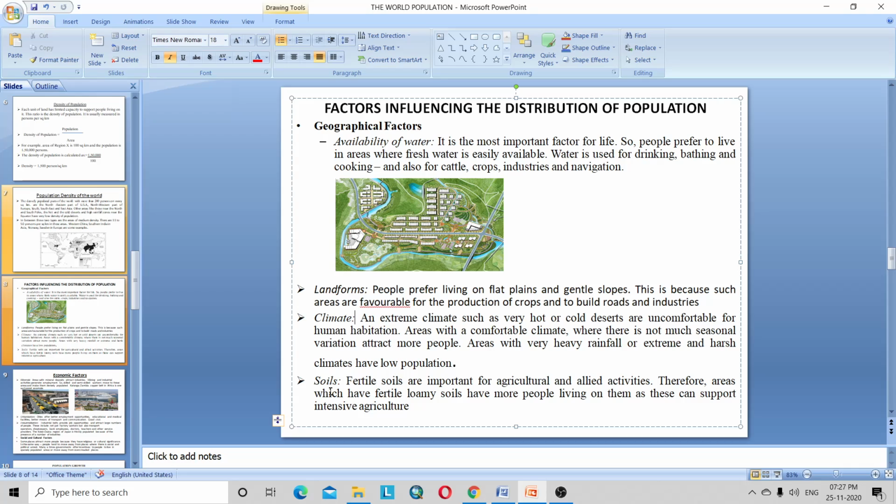And then soil. Where the soil is fertile, people will go for agriculture and allied activities. Therefore areas with very fertile loamy soils have more people living there. For example, the Ganga, Yamuna and Brahmaputra plains have high density of population. Why? Because the soil is very fertile for agriculture, which supports the population.